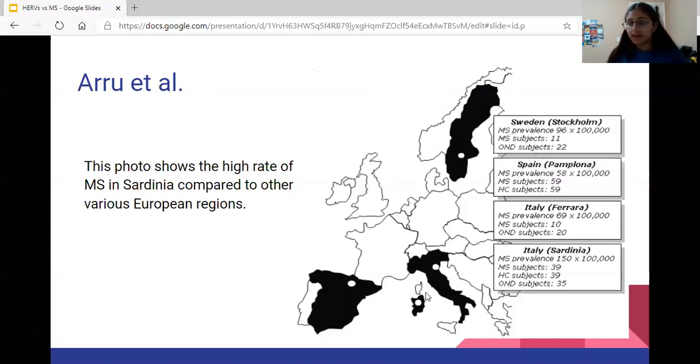Additionally, across the world, we see that Africa as a continent and ethnically African people tend to have lower rates of MS compared to Asia, and then people of European descent tend to have the highest rates of MS population-wise. So this brings up an interesting point because if the only factor for multiple sclerosis was HERVs, which have been a part of the human genome for millions of years, right? They shouldn't fluctuate within regions, right?